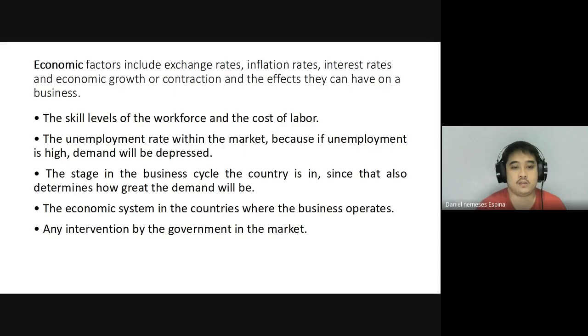And then any intervention by the government in the market. So if the government intervenes in the market, let's say the government is against mining, it will also have a negative impact to the mining business operations.